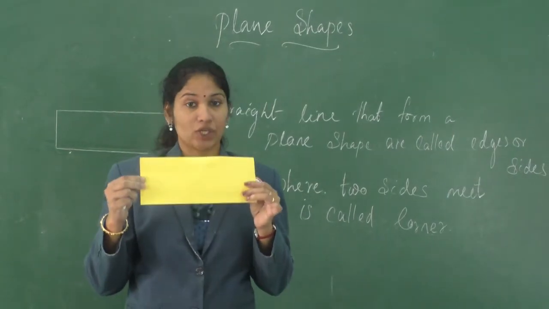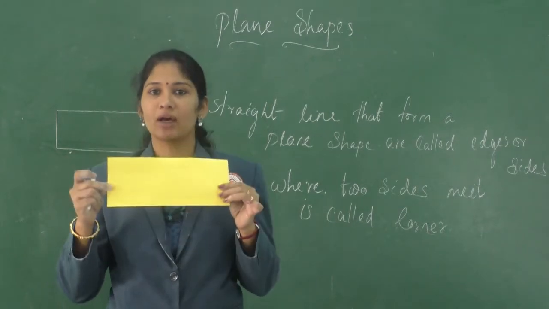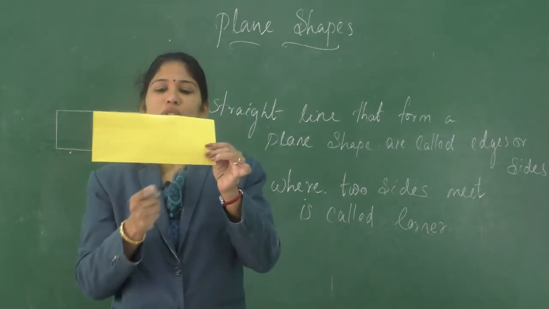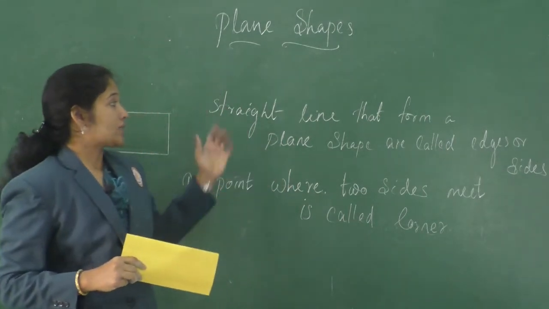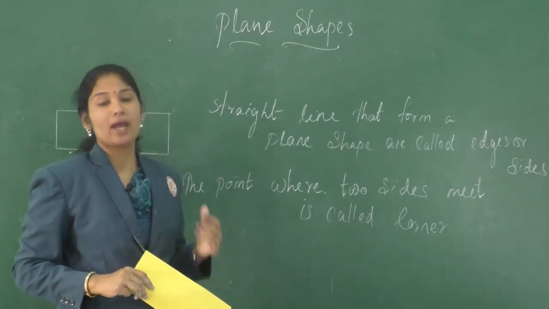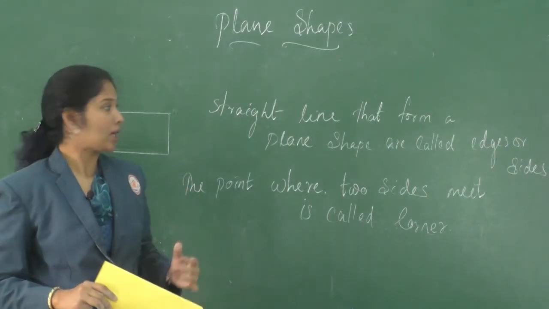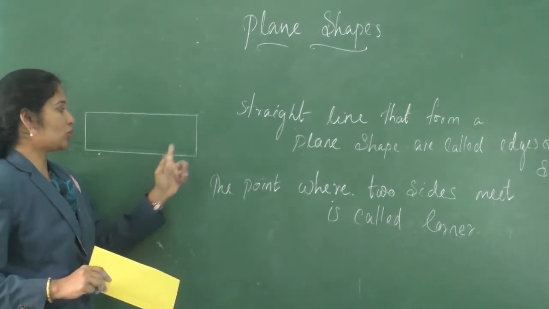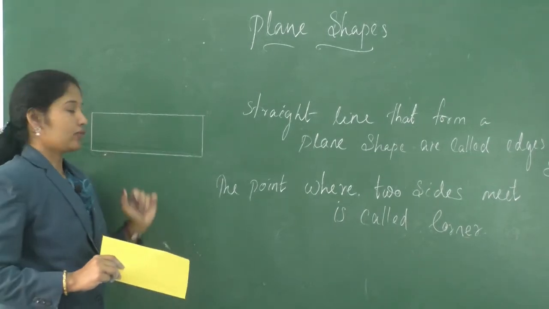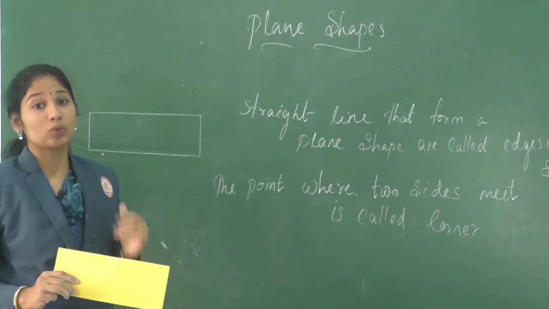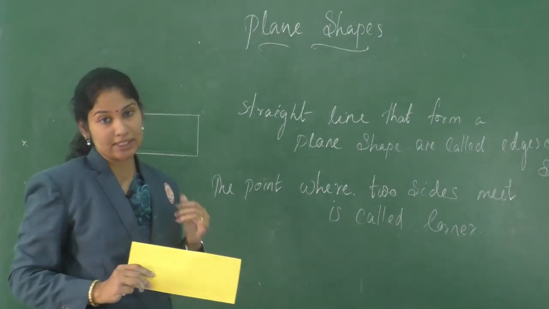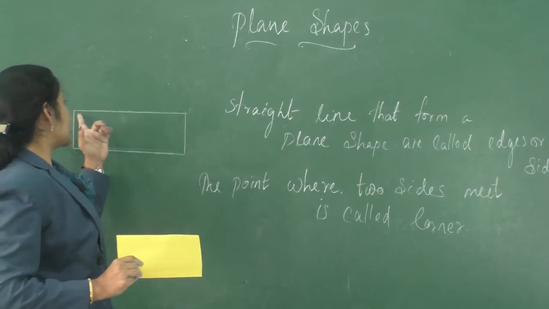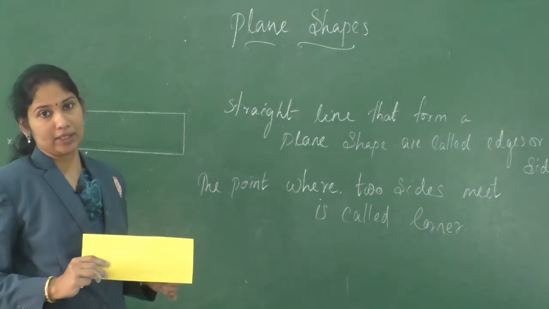Children, let's take another shape. Which shape is this? Yes, it's a rectangle. How many straight lines are there? Yes, 1, 2, 3, 4. The straight lines that form a plane shape are called edges or sides. So, it's a rectangle. How many edges? Yes, 4 edges, and how many corners? What is a corner? 2 lines meeting together is called a corner or vertex. 1, 2, 3, 4. 4 corners.